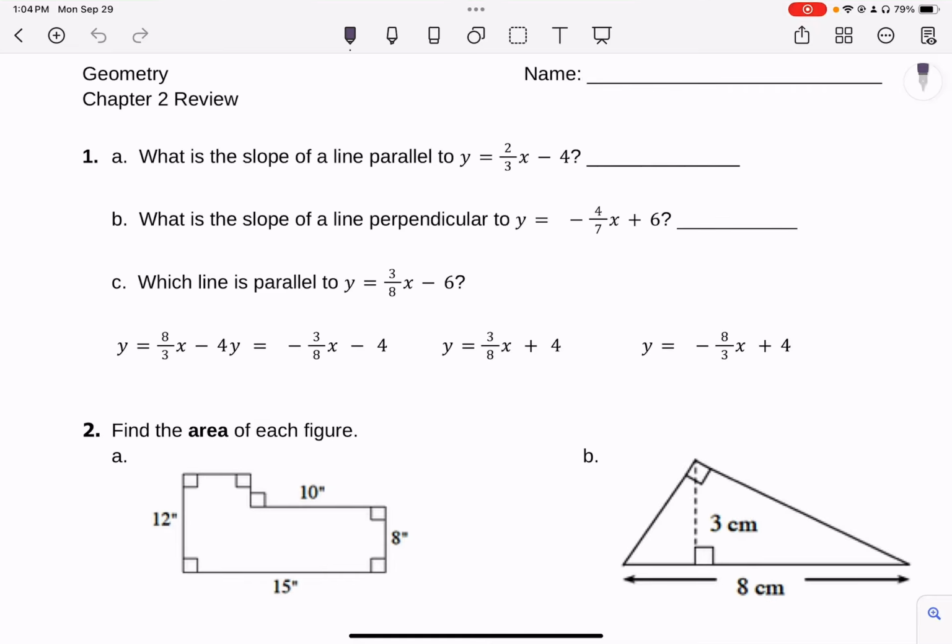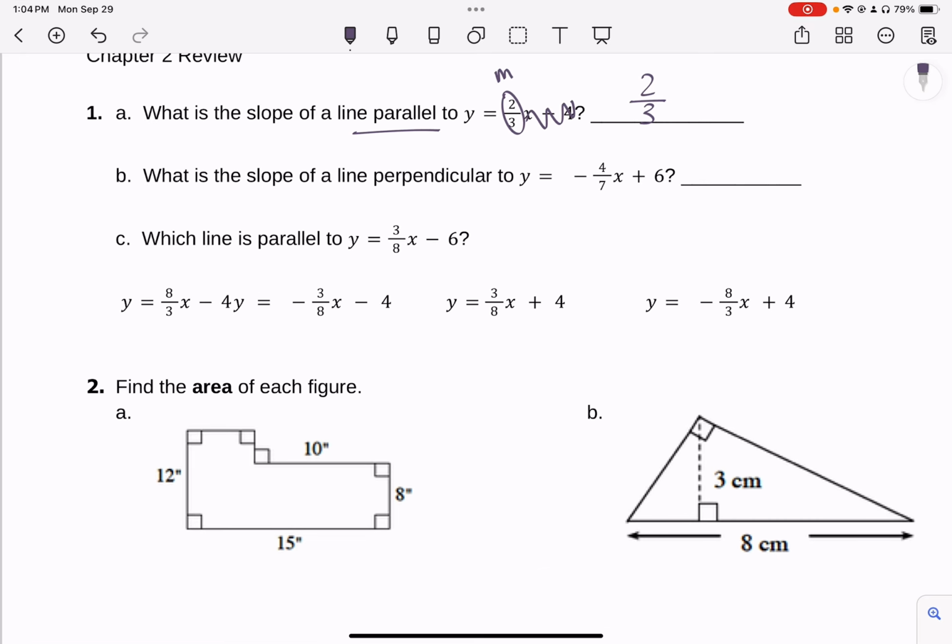All right, so chapter 2 review, question number 1 says, part A, what is the slope of a line parallel to y equals 2/3 x minus 4? Parallel means that they're going to have the same slope. So we're looking at the m part of the equation and nothing else. And we want to have the same slope, so we're going to write 2/3 again. And that's it for that one.